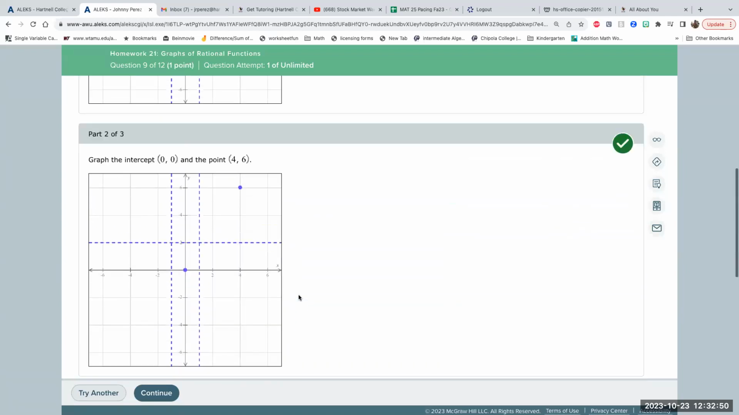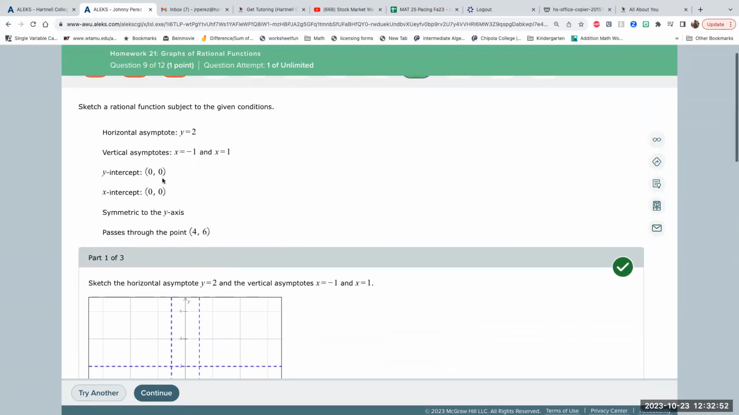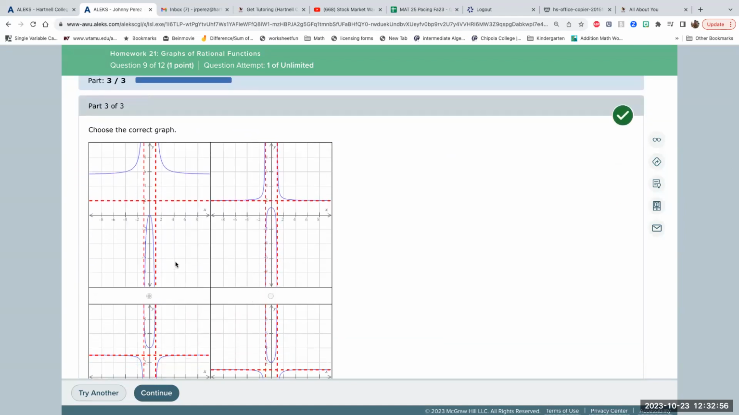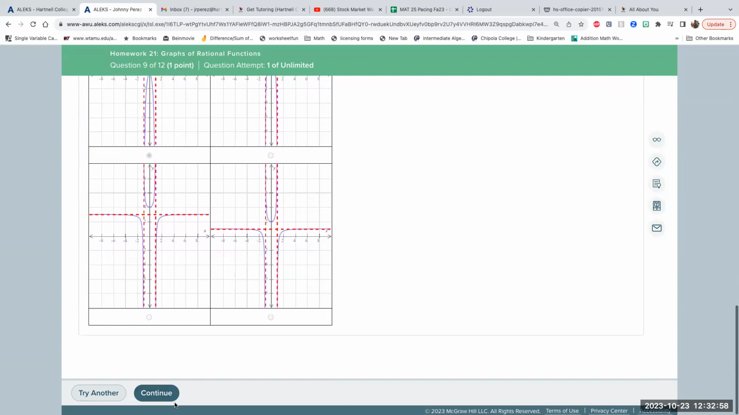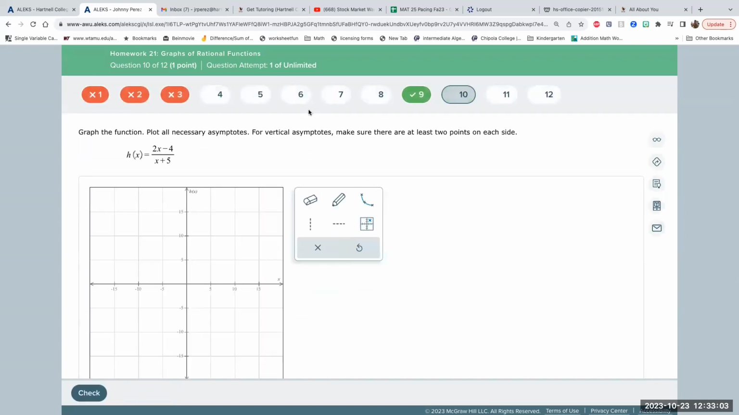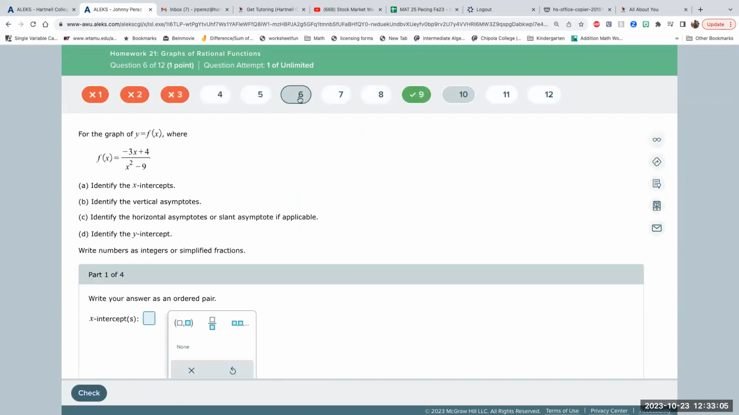Again, all you're doing is using all the information they gave you and making sure that the graph you choose fits every single one of those criteria. And this one did. All right, continue. All righty, and then let's pick another problem here.